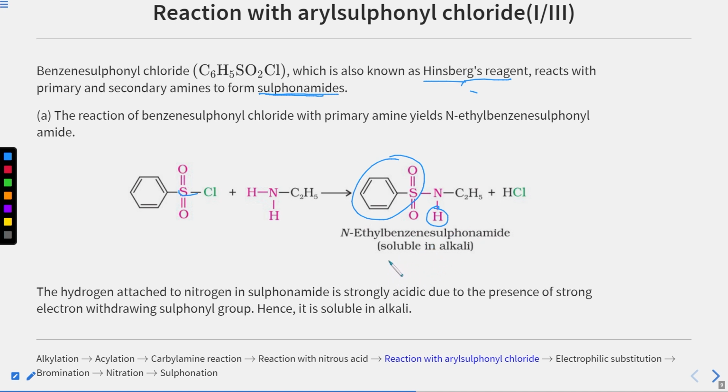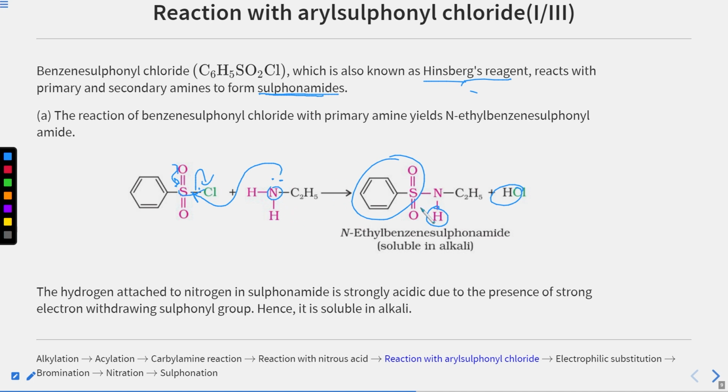So what does it mean? First of all, let us look at the reaction here. How does the reaction go? So we have our amine. It has a lone pair. It will attack on this sulfonyl center, and this lone pair will go up, come down and kick out this Cl to give HCl and your N-ethyl benzene sulfonamide.